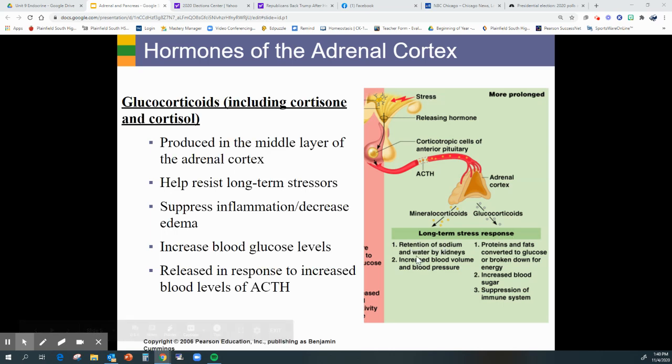These are some of the things that they'll actually cause. They'll cause a retention in sodium as well as water by the kidneys, and they will increase blood pressure. So again, we might see an increase in blood pressure because of these mineralocorticoids, whereas with the glucocorticoids, we're going to see both protein and fats converted to glucose and then broken down and used for energy. And an increase in blood sugar. These hormones can also suppress our immune system, which is one of the reasons why when people are under long-term stress, they can be more susceptible to disease, specifically flus or other disorders, because the immune system has been suppressed.